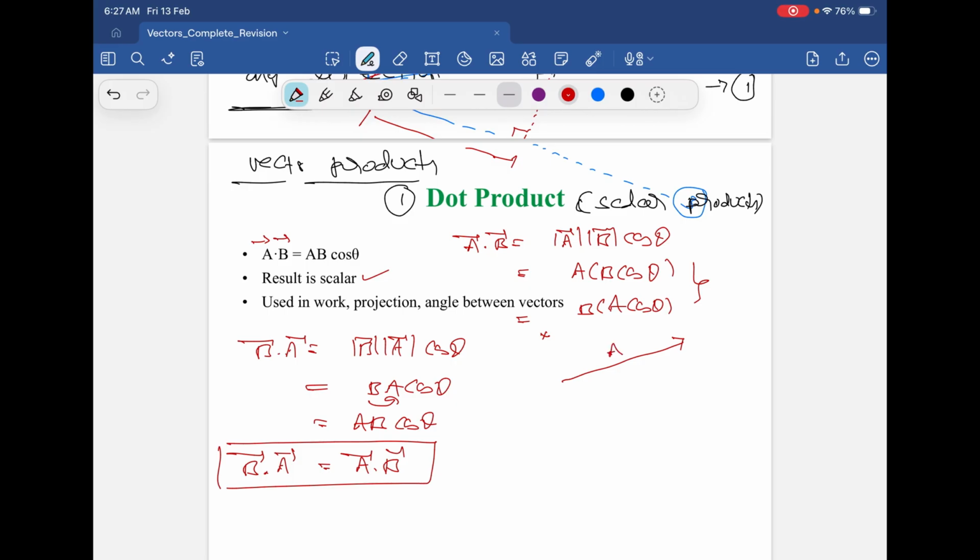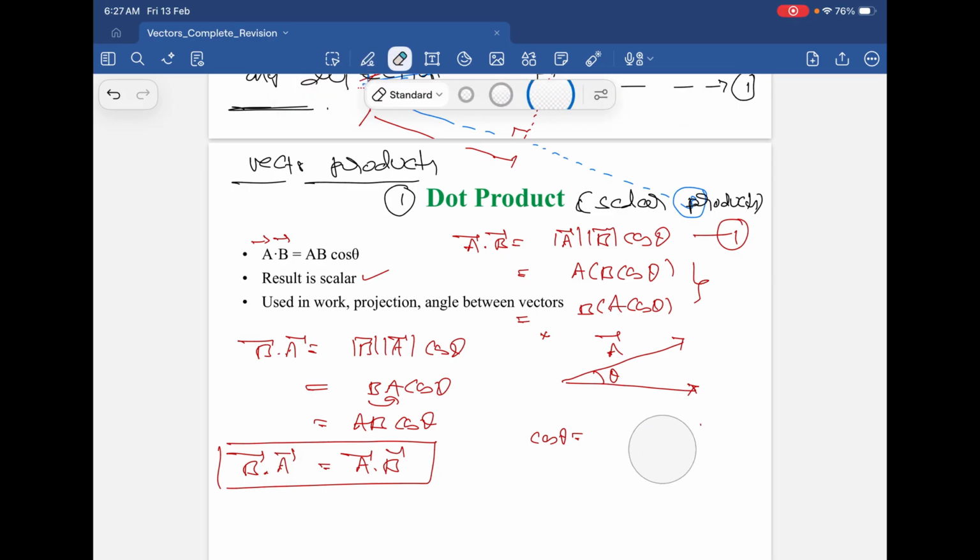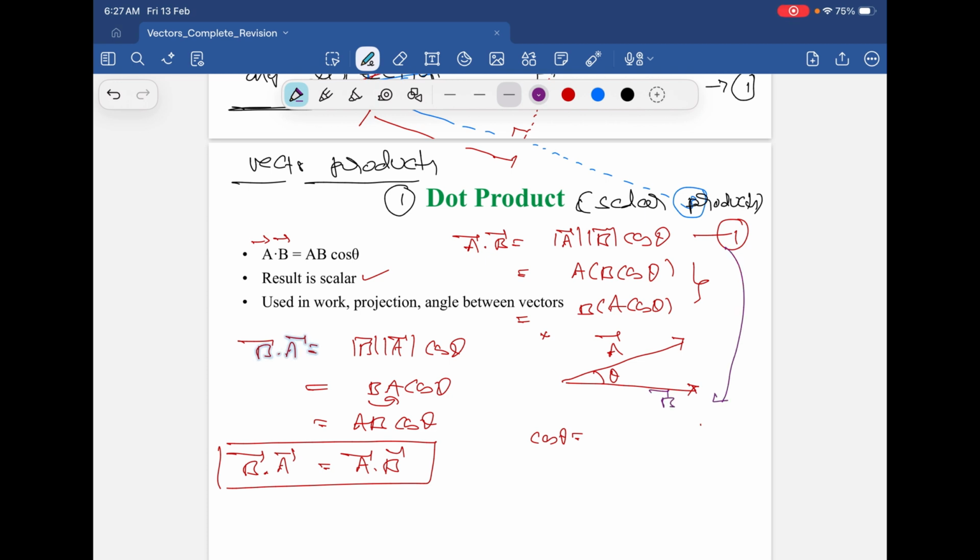Now coming to this A bar vector, say for example this is B bar vector, and the angle between them is theta. Already just now you have seen A dot B is AB cos theta. So what is cos theta now? From this relation 1, cos theta is A bar dot B bar by mod A mod B. Mod A is A, mod B is B.